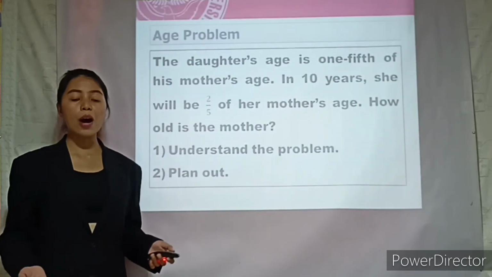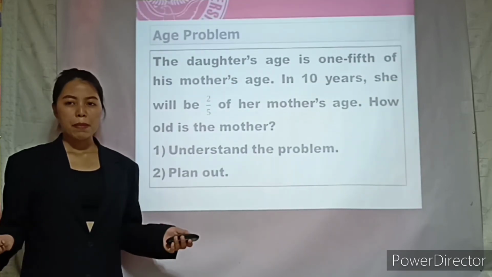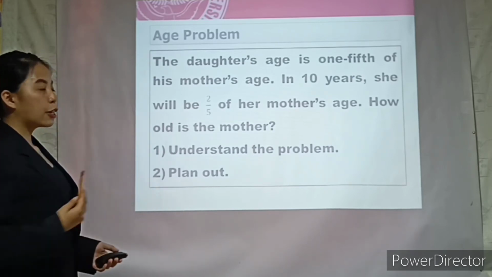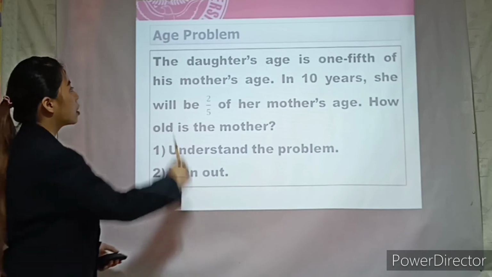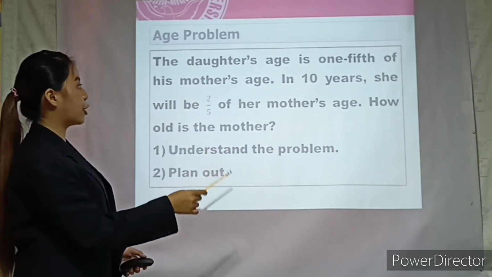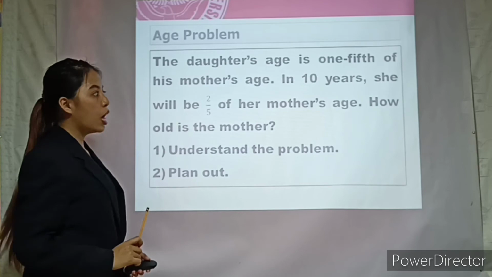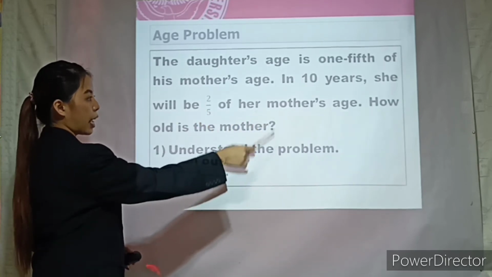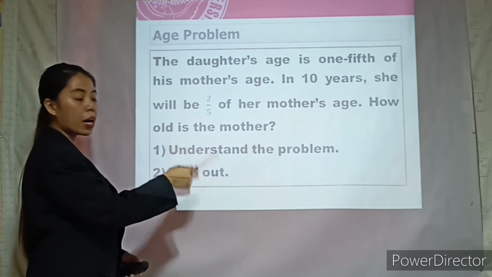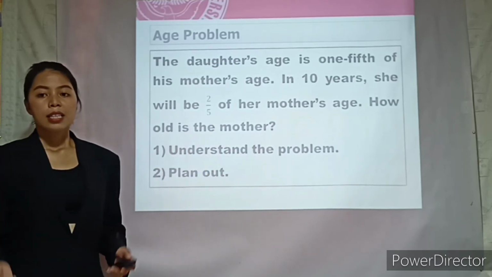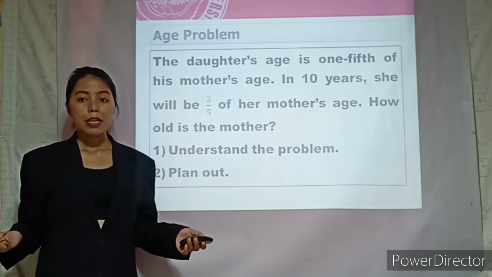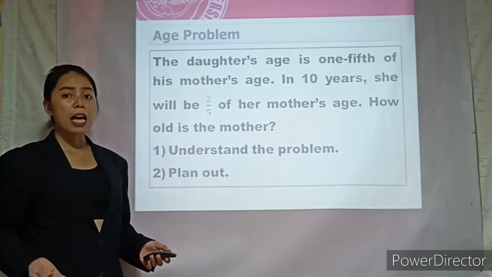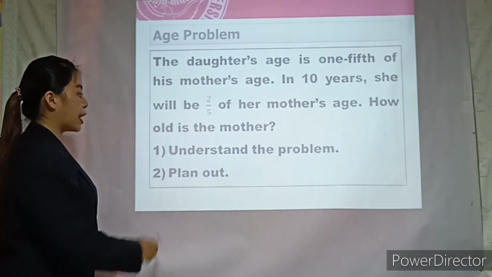So I present to you now our next problem, this age problem. The given statement is, the daughter's age is 1/5 of her mother's age. In 10 years, she will be 2/5 of her mother's age. How old is the mother? So the problem in this third item is that you have to discover the age of the mother. Now, let's plan for the equation. Let's plan out.